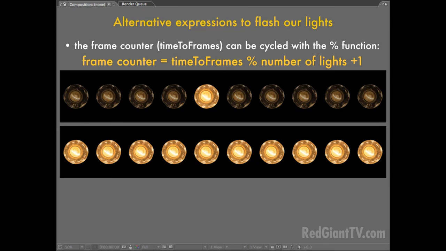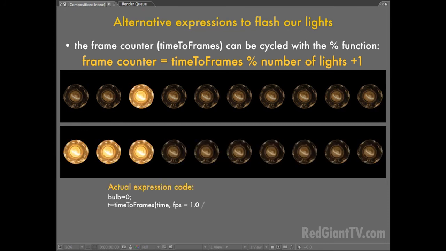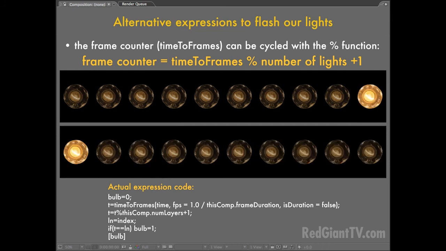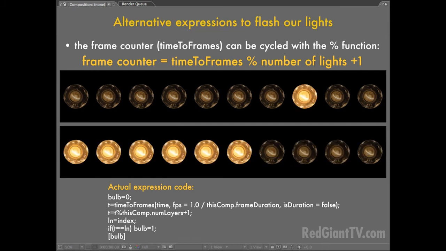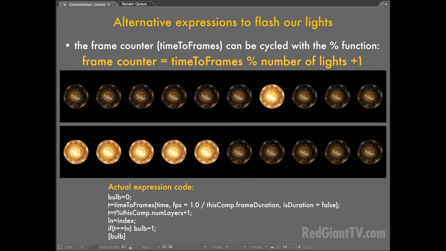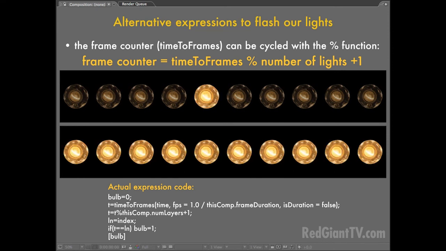We can even set this value to the number of layers in the composition automatically, and that way the value will change by itself as we add or delete lights to the comp. I'm actually adding an extra 1 here in this version just to give us a complete frame, kind of like a 1 frame breathing space with all the bulbs on before they turn off and start again. So there's one final thing we can look at.